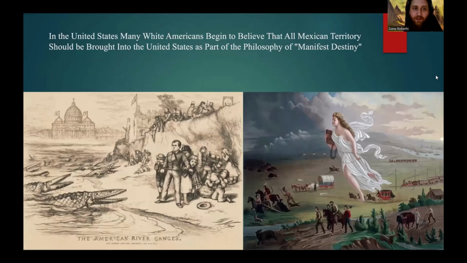So, in the United States, many white Americans would begin to believe that all Mexican territory should be brought into the United States as part of the growing philosophy of manifest destiny. Essentially, the idea that it was the United States' God given right, divine right, however you want to put it, to essentially expand across all of North America. The common term was from sea to sea.